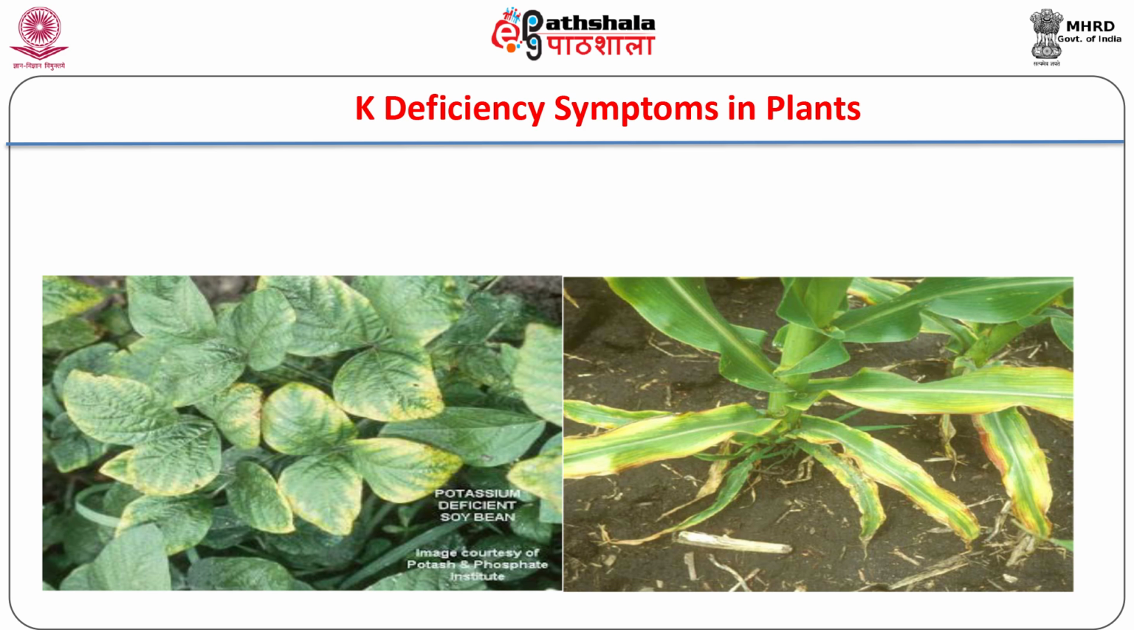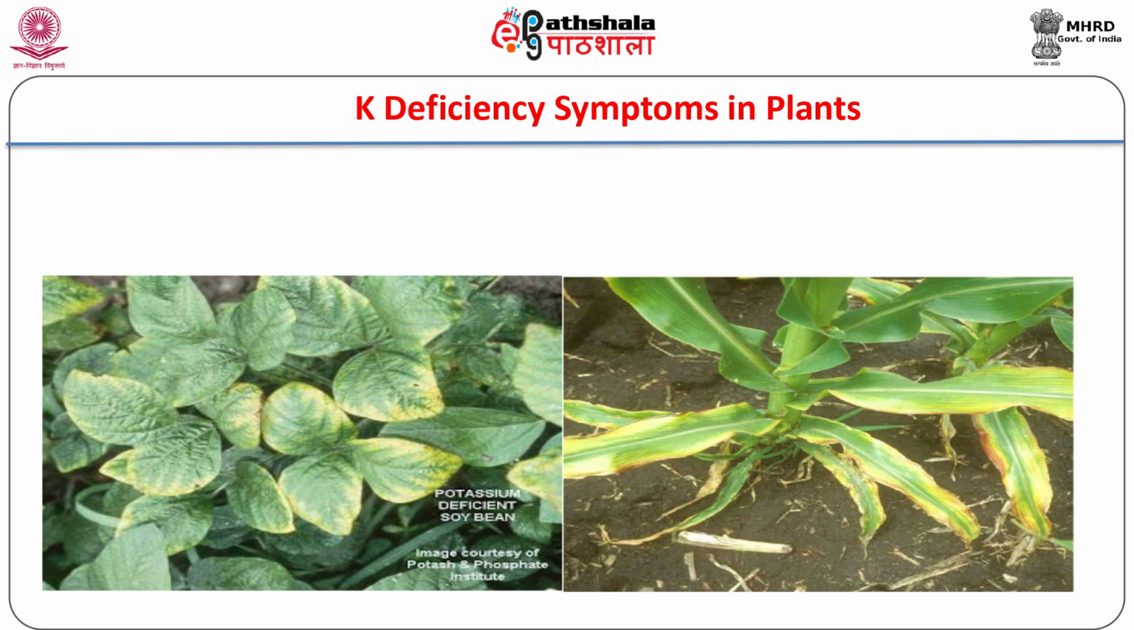Plants show acclimation to potassium deficiency by various mechanisms like activation of high affinity potassium transporters, reduction in potassium transport through phloem, or through mobilization of potassium from vacuoles. Now we move on to the second element, calcium.